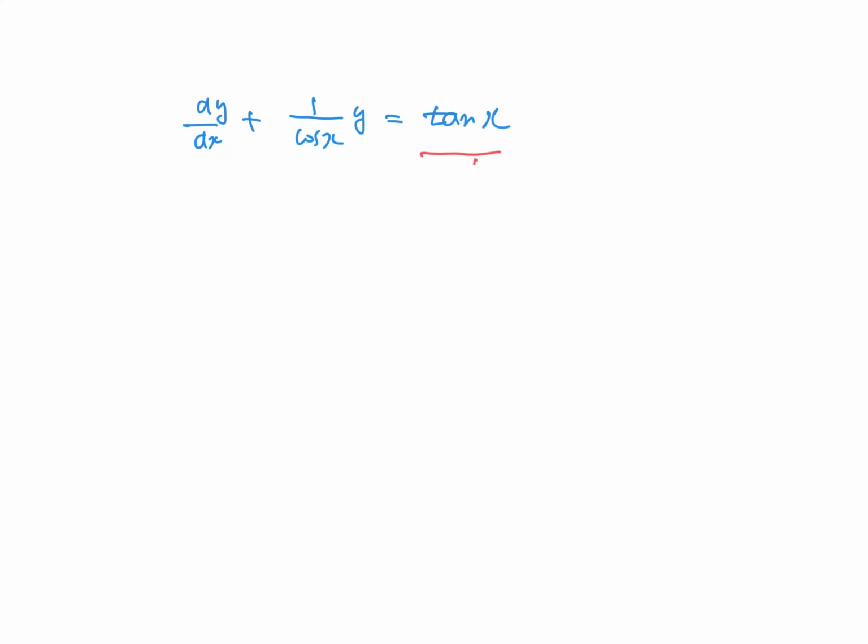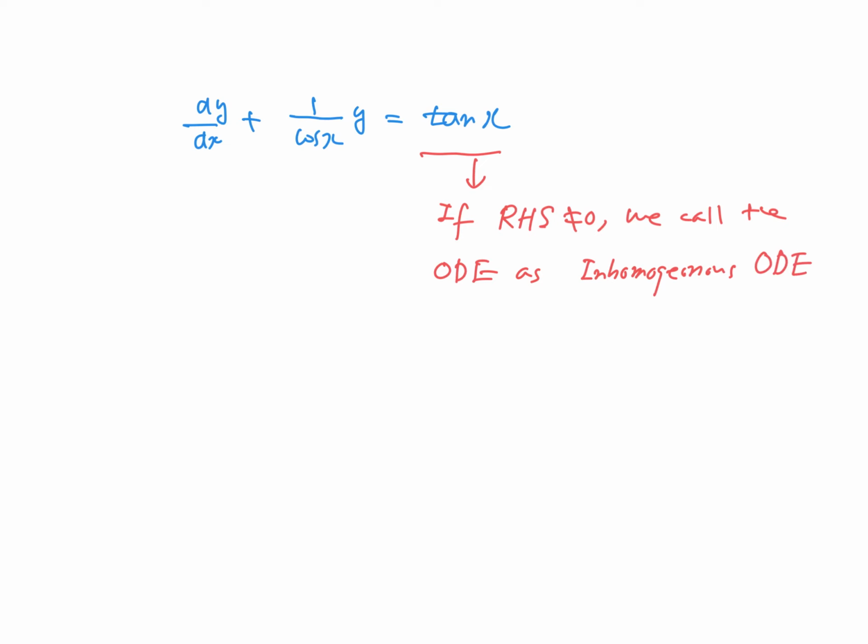And if the right-hand side is non-zero, we call the ODE an inhomogeneous ODE. Inhomogeneous ODE. So when the right-hand side is zero, it is homogeneous; when it is non-zero, it is inhomogeneous. So let's try to do the same thing.